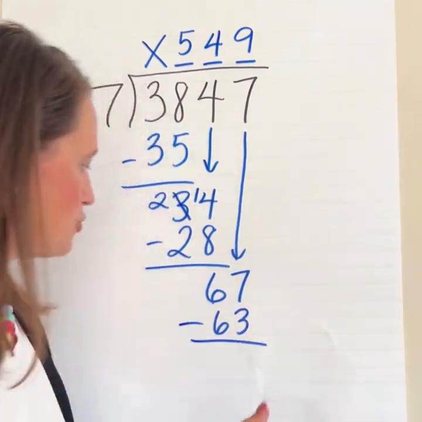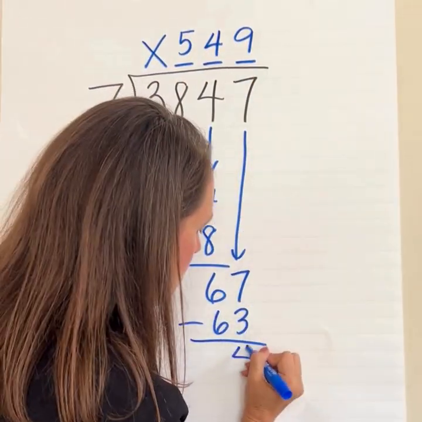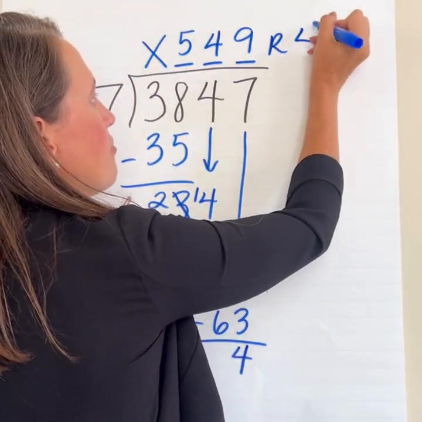Hook your line, subtract. Subtract, subtract, subtract. 7 minus 3 is 4. Remainder 4.